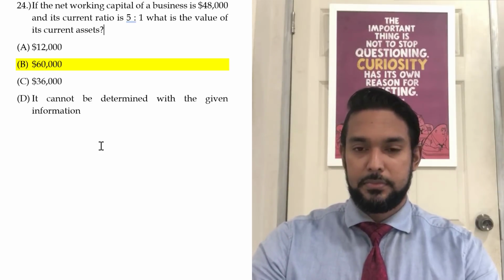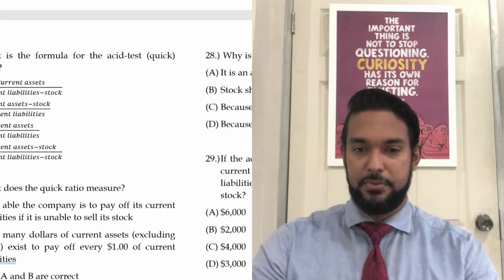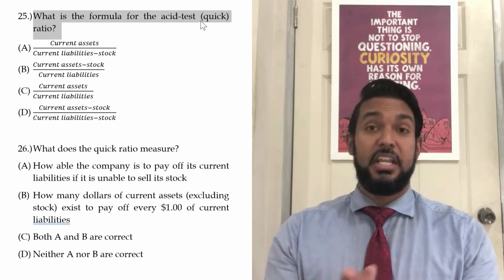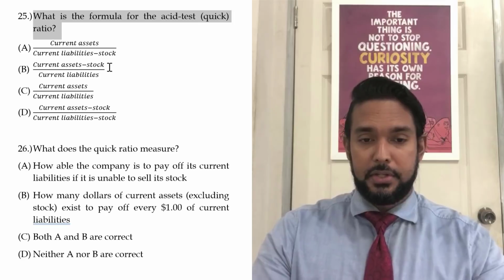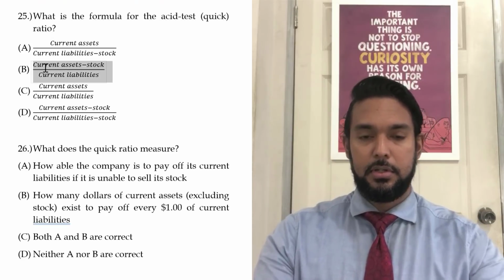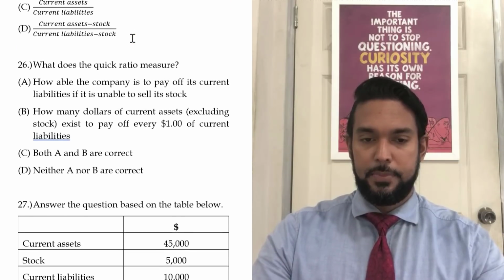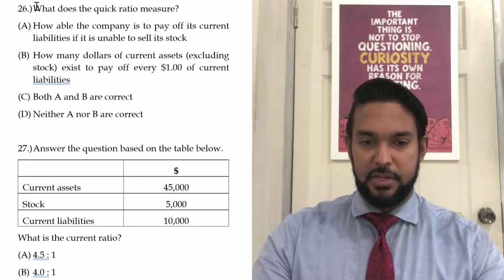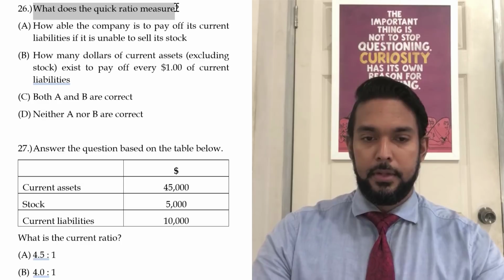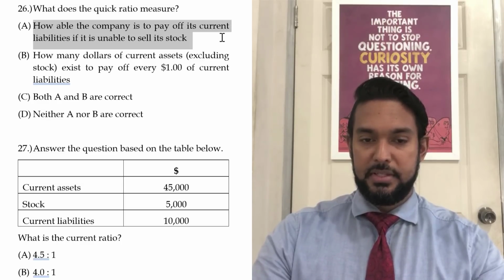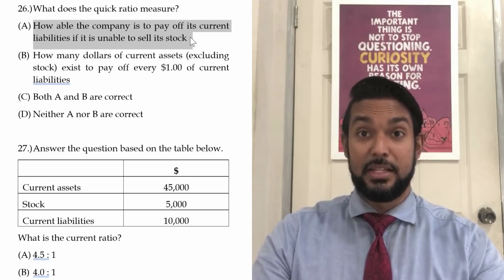Okay, let's scroll on to number 25. What is the formula for the asset test or quick ratio? Once again, if you've downloaded my handout, it's current assets minus stock divided by current liabilities. Now let's go to number 25 and read. What does the quick ratio measure? How able the company is to pay off its current liabilities if it is unable to sell stock. That is exactly what it is.